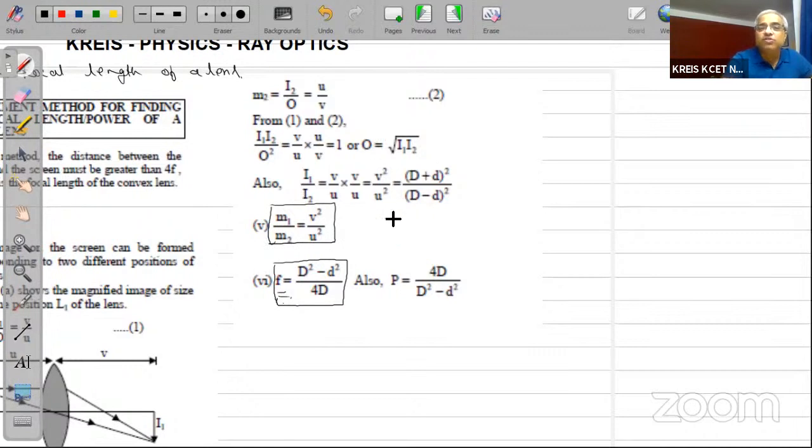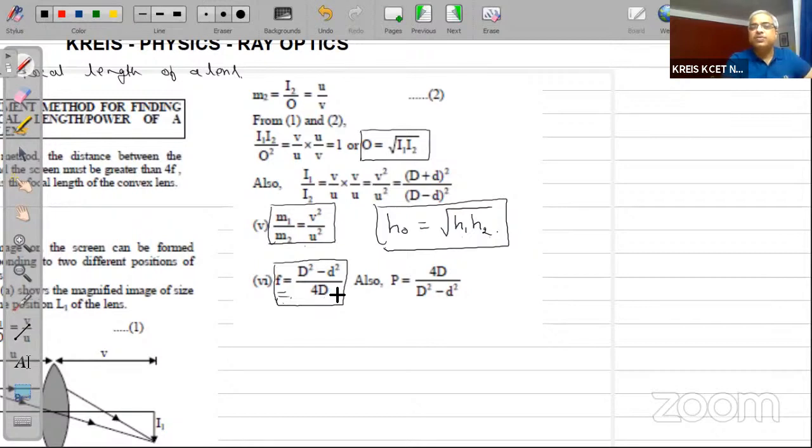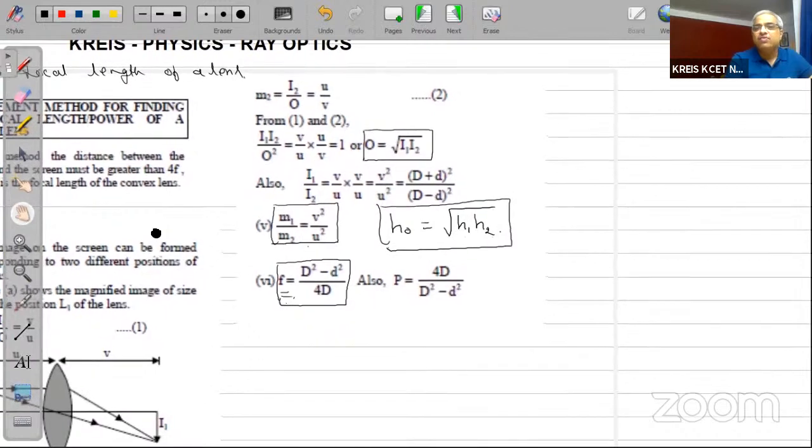Not only that, you can also show that the height of the object can be written as the root of the height of the image in position 1 into the height of the image in position 2. This is also very important. Root of h1 h2 is used to find the object height. Here it is given as i1 i2; take that, it is essentially written in this way. So this relation is very important in this shift method, or displacement method, for finding focal length.